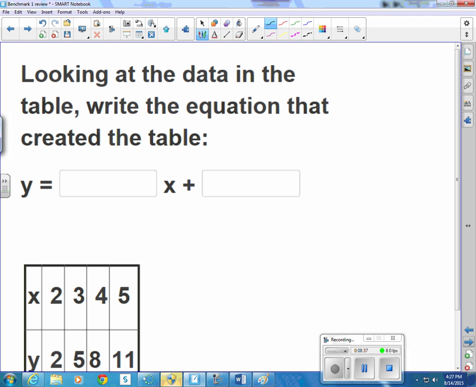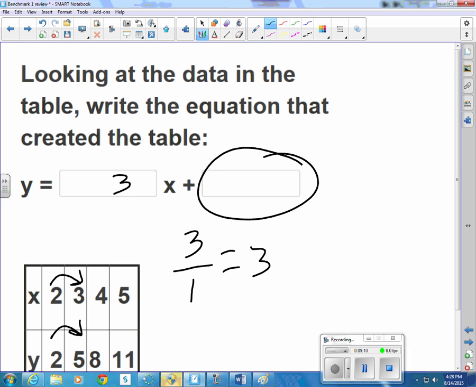Looking at the data in the table, write the equation that created the table. Okay, so y increased from 2 to 5, x increased from 2 to 3. The increase of y from 2 to 5 is an increase of 3. The increase in x going from 2 to 3 is 1. So we know that y is changing 3 times as fast as x. But we don't know its starting value.